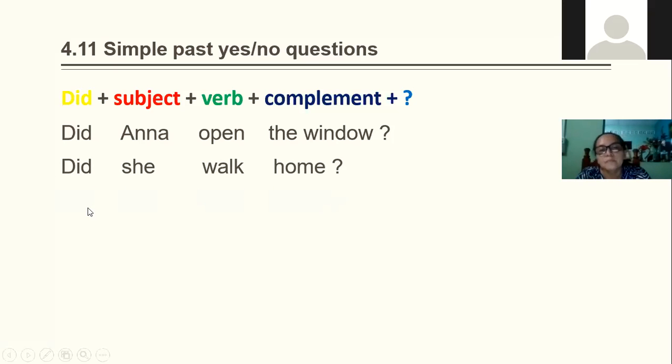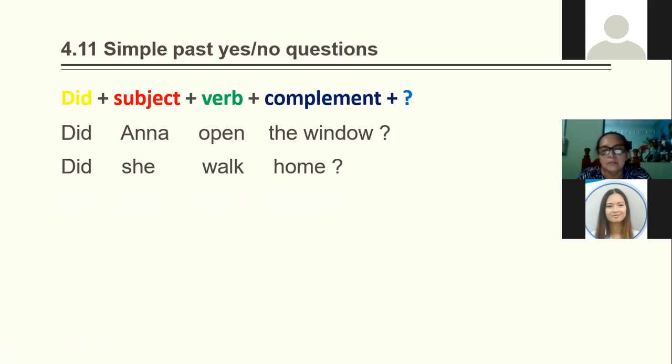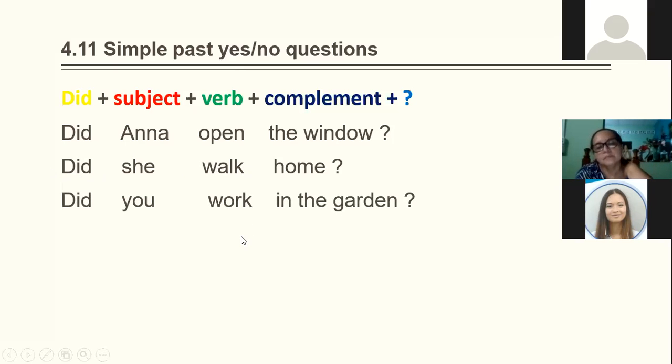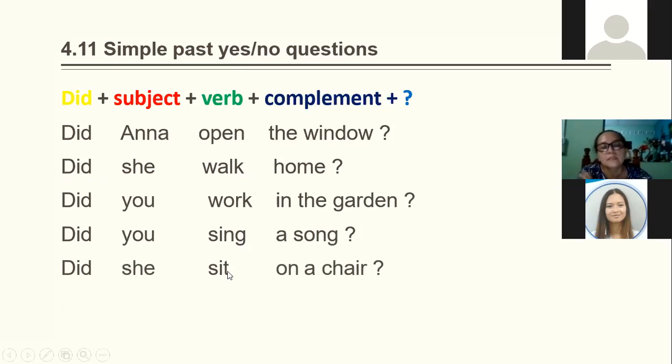Now let's continue. Did she walk home? Hablando de walk, Noemí, ¿qué sonido lleva en pasado walk? ¿La T o la D? Excuse me, teacher. El verbo walk, ¿qué sonido lleva si lo queremos pasar al pasado? ¿La T o la D, Noemí? La T. Excellent, very good, because it's walked. Pero también, nuevamente, como es pregunta, y usamos la auxiliar, aquí no es necesario pasarlo al pasado, ¿verdad? Did you work in the garden? Did you sing a song? Did she sit on a chair?